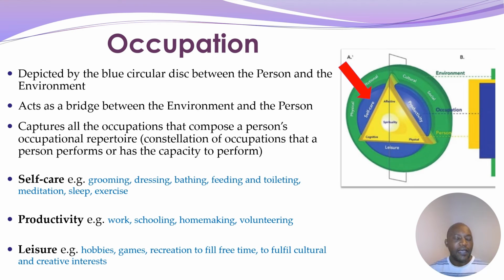Then the second component on the CMOP-E is occupation. And occupation is depicted by the blue circular disc between the person and the environment. And like I said before, occupation acts as a bridge between the environment and the person. So it captures all the occupations that comprise a person's occupational repertoire. By occupational repertoire, we're referring to the constellation of occupations that a person performs or has capacity to perform.